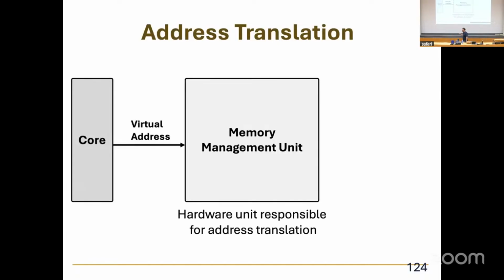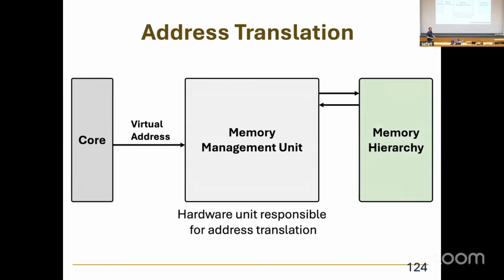We have a core, and the core ships the virtual address. It sends the virtual address to a component which we call the memory management unit. You can think of this component as part of the core, somewhere near the core. It's a hardware component and is responsible for translating your addresses, the virtual address to the physical address. How does it do this?